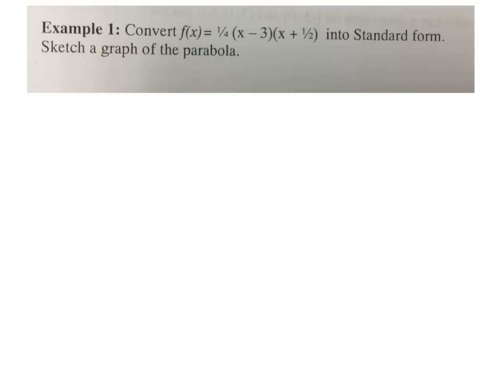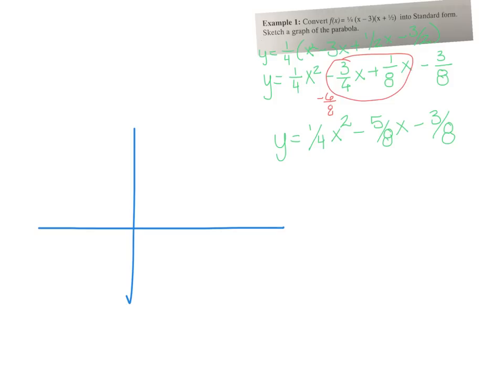Okay, so this example says that I need to convert 1/4(x minus 3)(x plus 1/4) into standard form. So I'm in intercept form, and I need to find standard form, which means you're going to multiply it out. So I'm going to do y equals, leave my 1/4 out front real quick, and FOIL this other stuff together. First of all, I know that my intercepts are going to be at 3 and at -1/2.